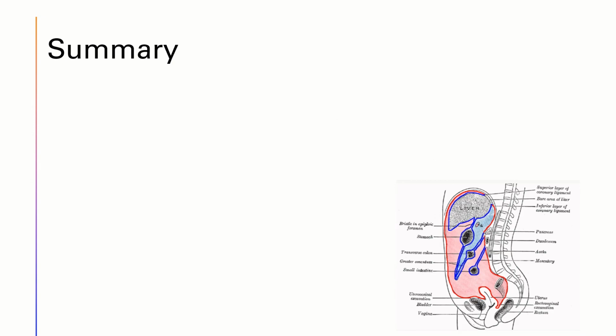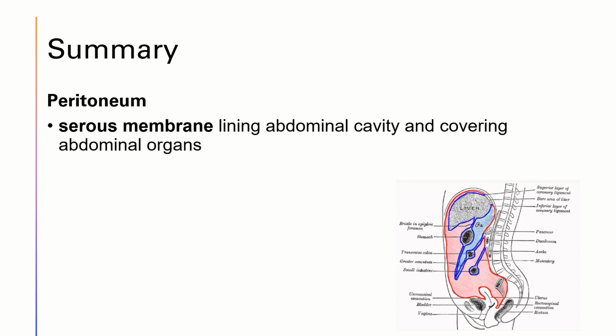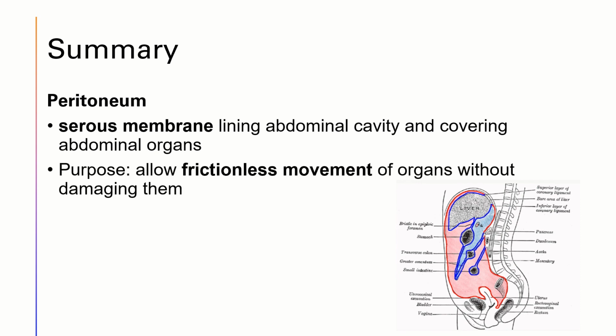So, in summary, the peritoneum is a serous membrane lining abdominal cavity and covering abdominal organs, and its purpose is to allow frictionless movement of organs without damaging them.